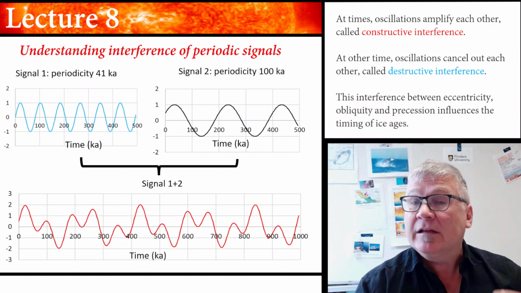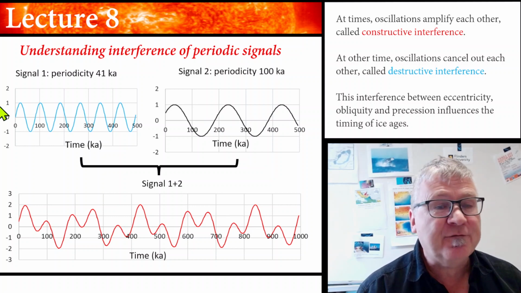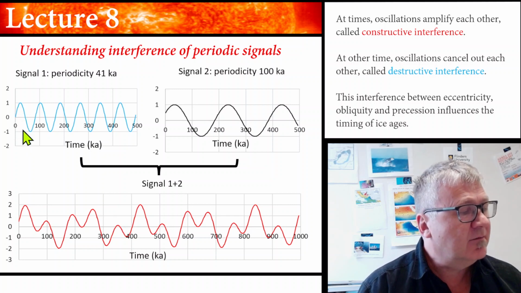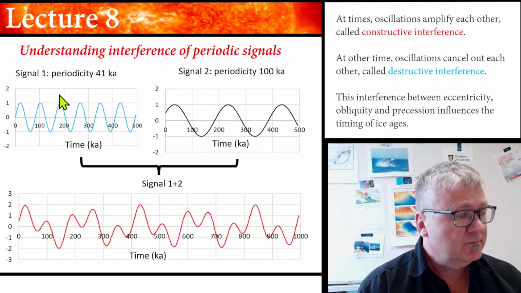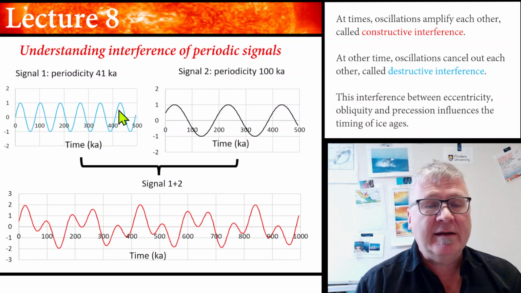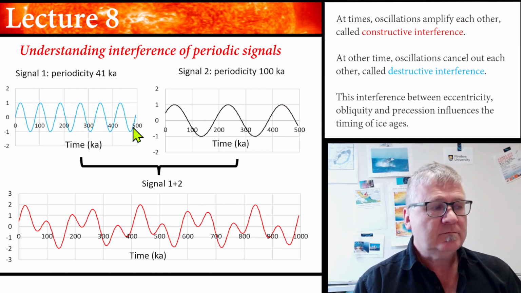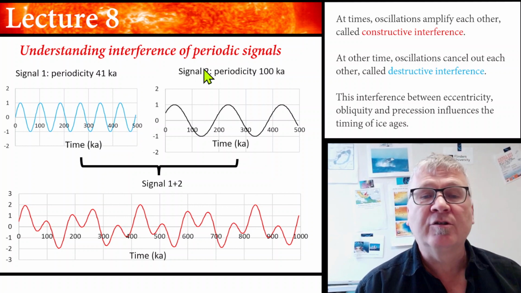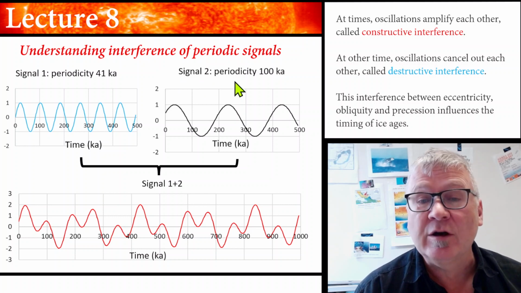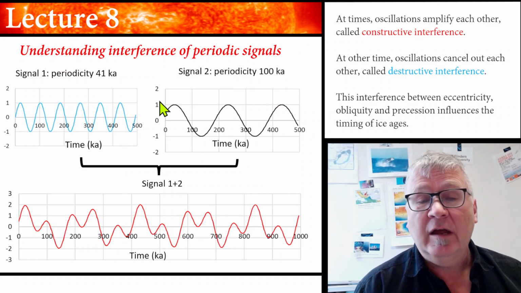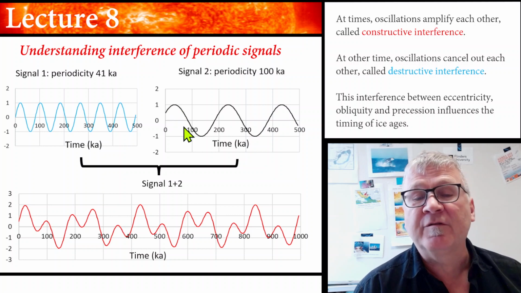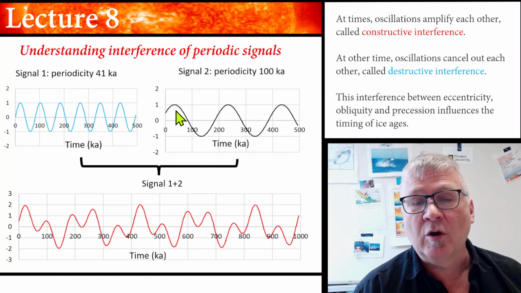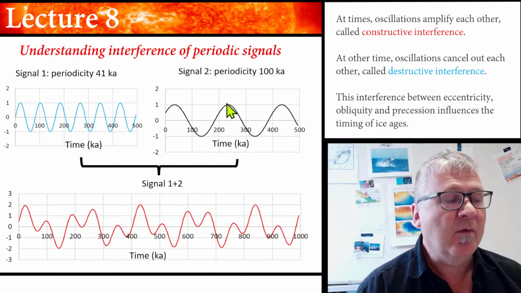For example, signal 1 is shown here at the top left, which repeats every 41,000 years. Okay? This is just one example of one factor of influence. We have another signal 2, shown here on the top right, which has a periodicity of 100,000 years. And for simplicity, we assume that both signals have the same magnitude. There's no unit in here, it's just called 1. Okay, it's the maximum of both.